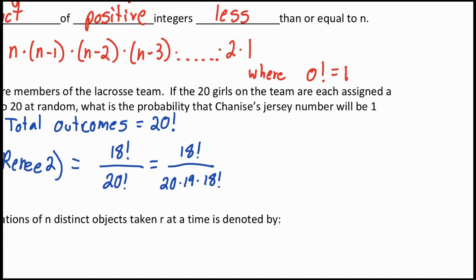But what's going to happen when we divide? The 18 factorials will cancel, right? Because if I'm doing 18 times 17 times 16 and so on and so forth in the numerator, and I'm doing it in the denominator, they're going to end up canceling out. So really my probability is going to be 1 over 20 times 19. So then we just need to do 20 times 19. So what would that be?